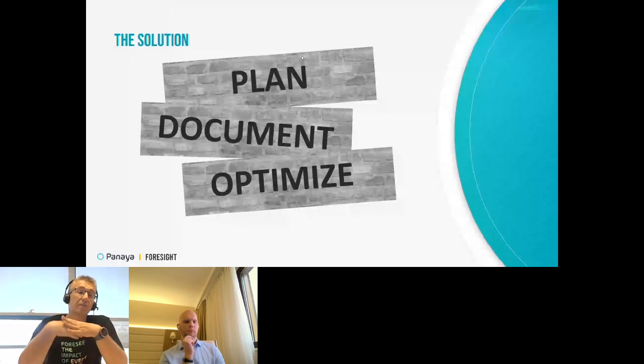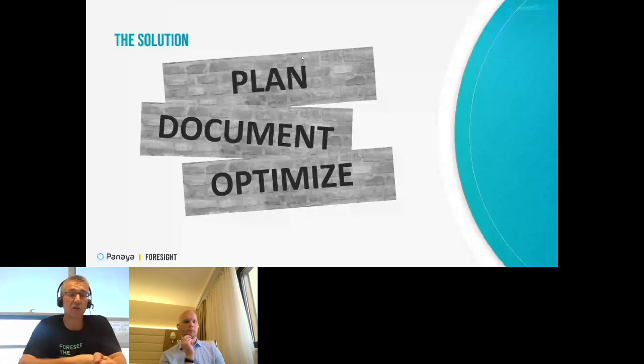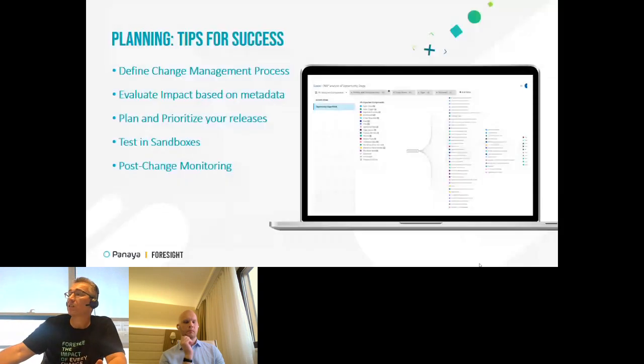A very important thing that we know is that you need to evaluate the impact of the changes that you put into your releases based on the real metadata. What you see here is a kind of graph that shows you how a change in the opportunity stage can impact so many components, starting with the code-based and up to the declarative ones, including reports and layouts. So it's very important to evaluate the impact of any change that you plan to perform based on the metadata of your org.